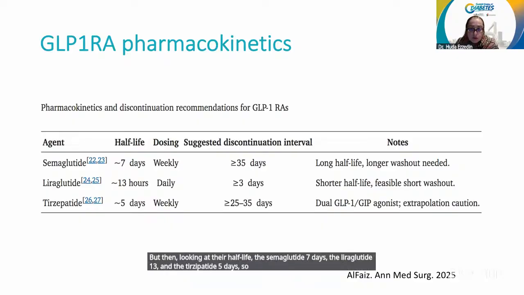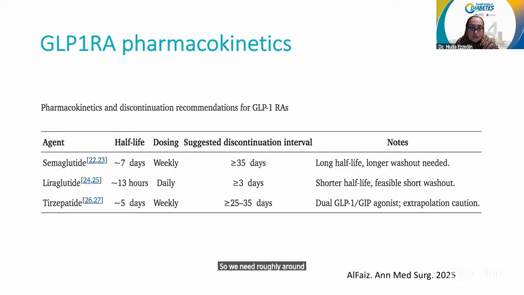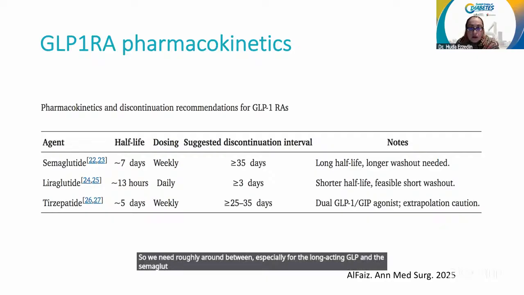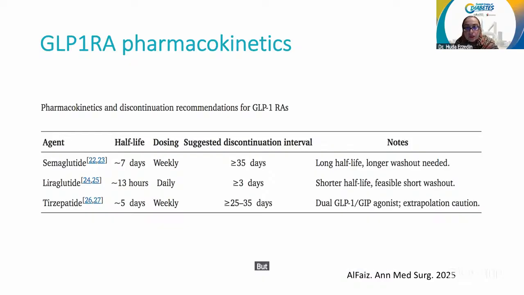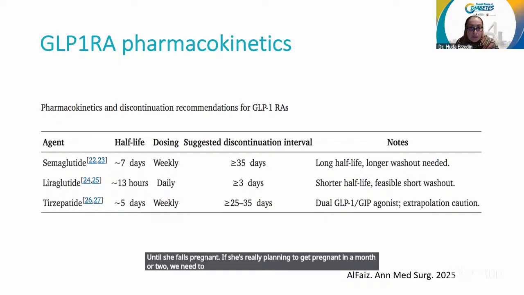So how much time do we need before we can tell the patient, yes, you can go ahead and stop the medicine and then fall pregnant? Especially for the long-acting GLP-1s, semaglutide and tirzepatide, we need roughly around a month, let's say. But that doesn't mean that we need to keep the patient taking it until she falls pregnant. If she's really planning to get pregnant in a month or two, we need to stop it now.